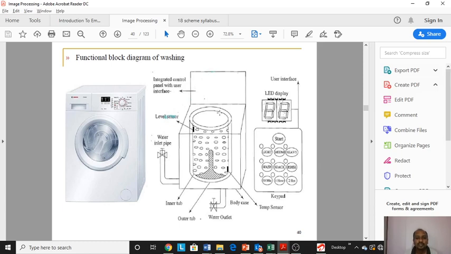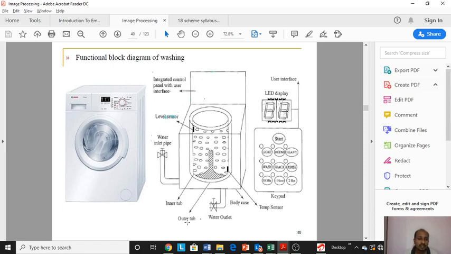So now what I do is, this is the display unit, whatever I am seeing here. That actually means this LED, 7 segment LED display, right? Now this is actually the washing machine. Inside this, we have some tub, and two types of tub are there. The inner cylindrical thing we call the inner tub. The outer cylindrical thing we call the outer tub.